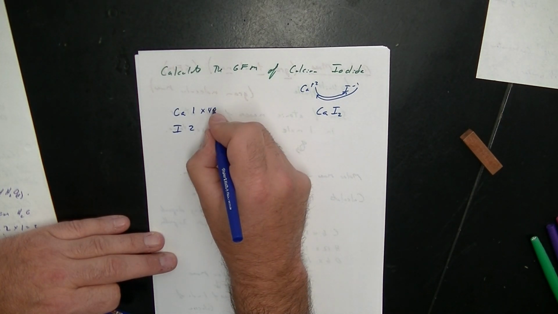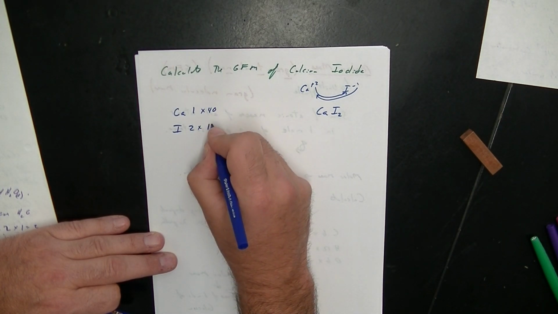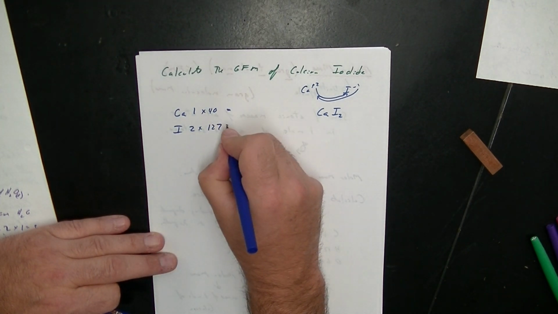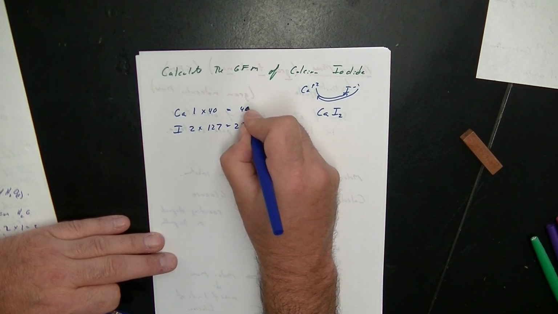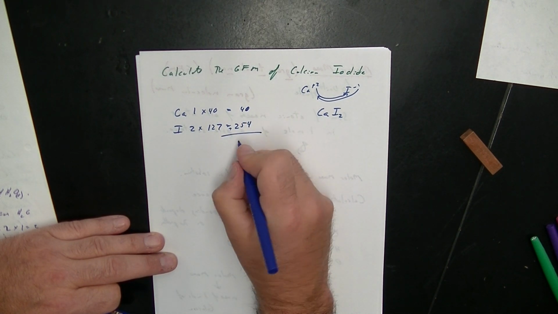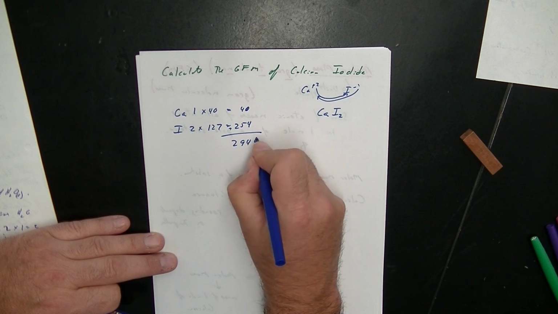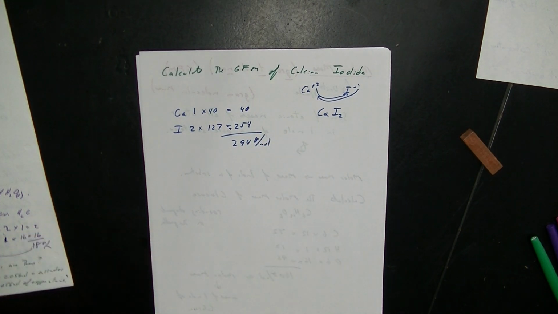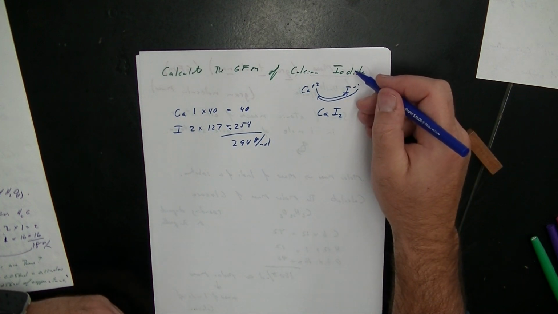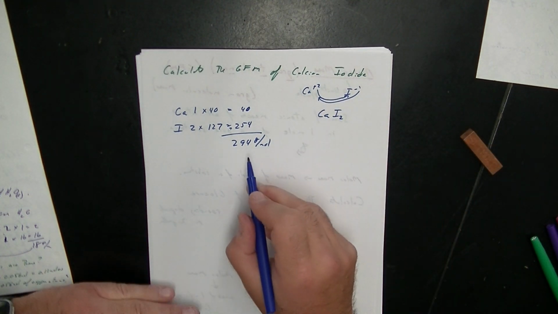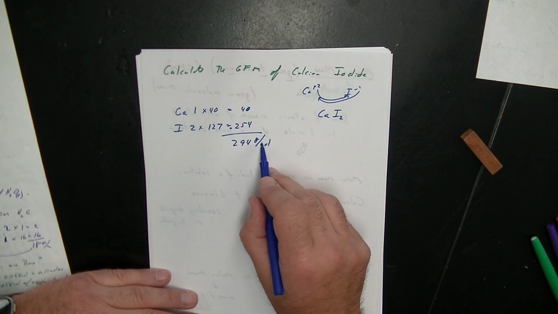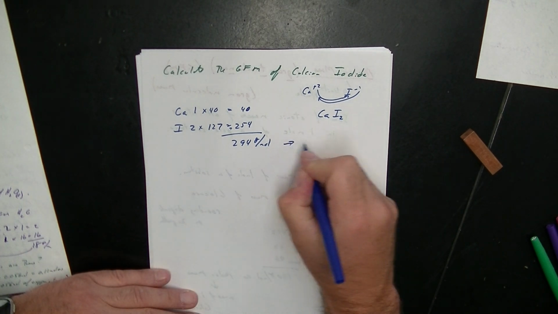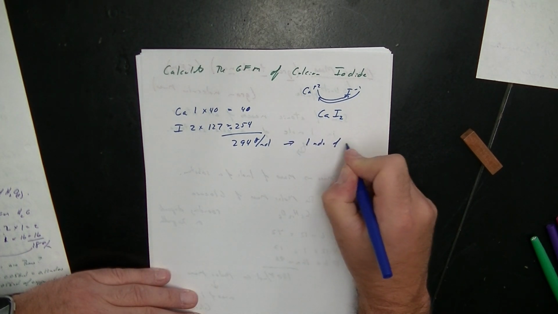I looked this up. Calcium is 40. Iodine is 127. Multiply across. That's 40 and 254. We add it all up, and it's 294 grams per mole. So if I wanted 1 mole of calcium iodide, I would go to a balance and measure out 294 grams of the calcium iodide, and I would have 1 mole of the substance.